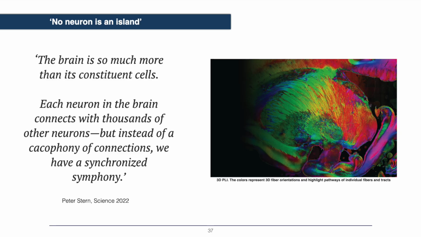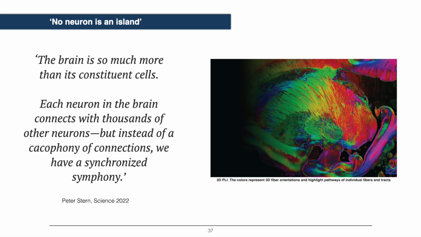Right, so there is a beautiful paper in the special issue in Science by Peter Stern that is called "No Neuron is an Island," which I thought was a beautiful title. And in the paper he writes that the brain is so much more than just its constituent cells. Each neuron in the brain connects with thousands of other neurons, but instead of a cacophony of connections, we have a synchronized symphony, which I think is a beautiful way of summarizing what I've just told you for the last hour and a half.